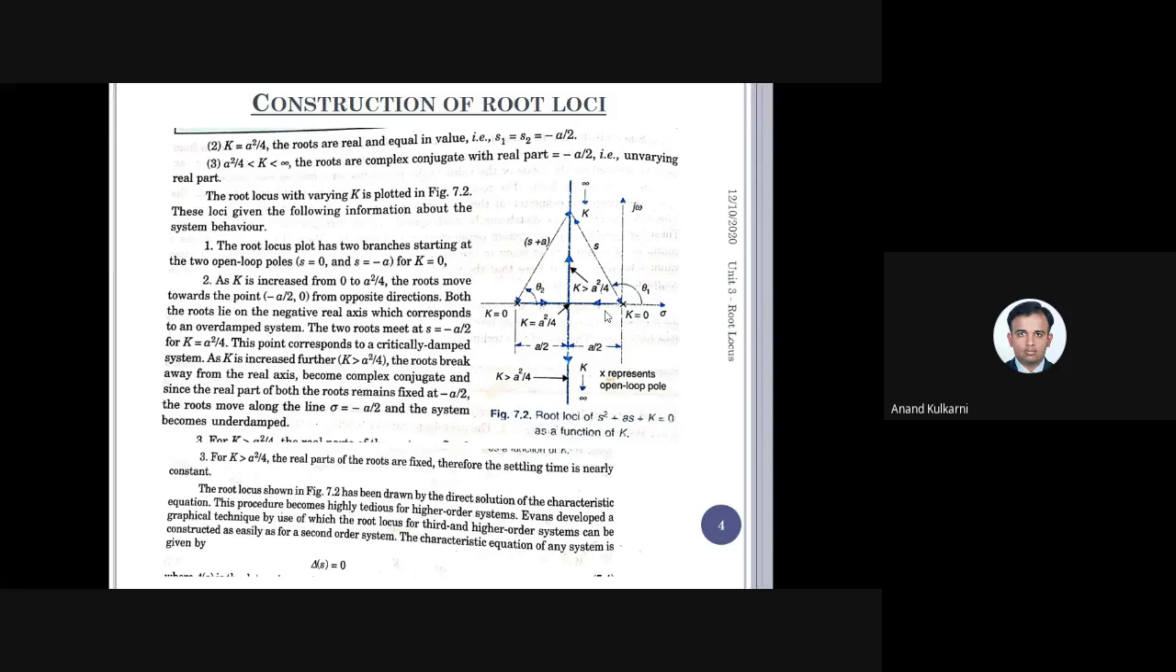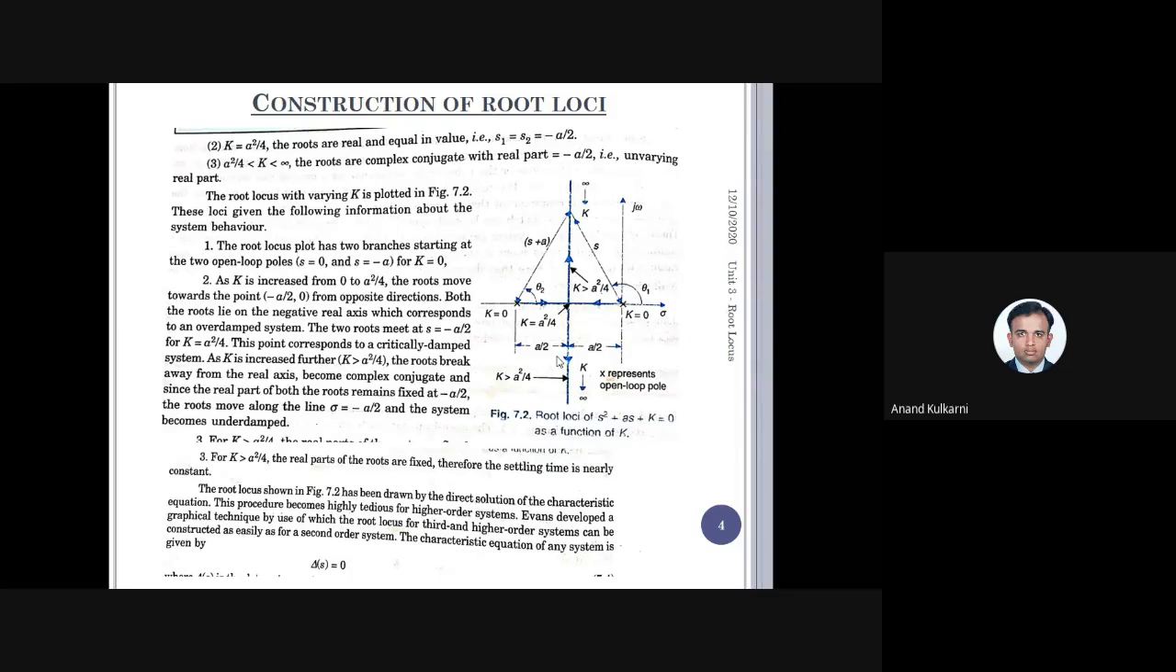The oscillations will go on increasing as the value of k goes on increasing. So you have to optimize that, so that it will not be too oscillatory or too rigid. This is how the root locus is helpful to you, not only in understanding the stability of the system, but also the performance of the system.